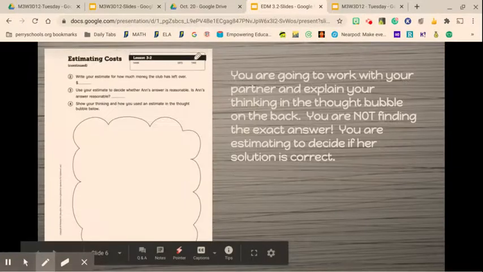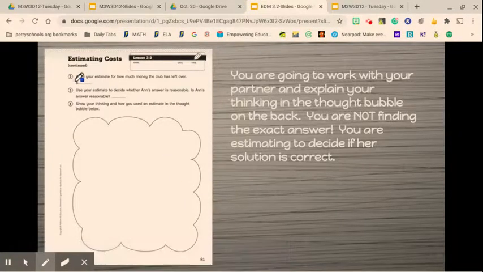All right, so when you get to the second page, it says write your estimate on how much money the club has left over. You're going to write your estimate here. It says use your estimate to decide whether Anne's answer is reasonable. And the question says, is Anne's answer reasonable? You're going to say yes or no. And then it says show your thinking, how you used an estimate in the thought bubble below. So you're going to show what you were thinking when you did your estimate.